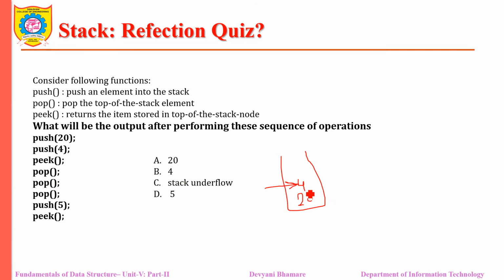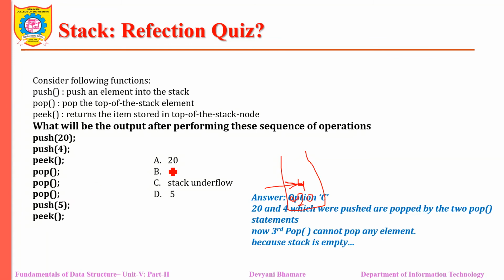Pop means what? 4 is deleted. Next pop: 20 is deleted, right? Again we are saying pop. Then what happened? We are getting the error stack underflow, right? So that's why the answer is C, as 20 and 4 were pushed, but we are popping 3 elements. So for this third pop operation, we cannot perform that operation, right?